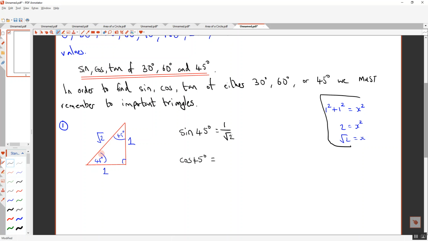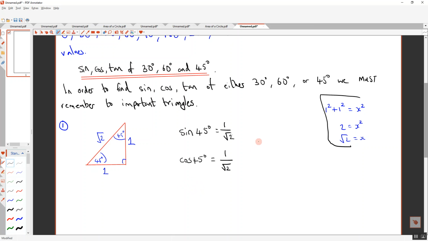Sorry? 1 over square root of 2. Why? Because you're adjacent side length over your hypotenuse side. Right, good. Okay, so remember, if I'm looking at this particular angle, this is my opposite, this is my adjacent, this is my hypotenuse. Cos of 45 is adjacent over hypotenuse, so it's also 1 over the square root of 2.